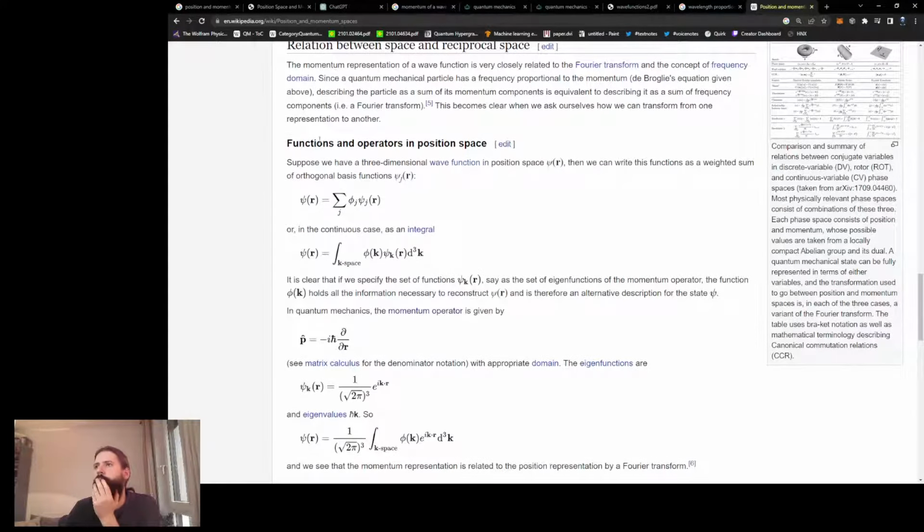This becomes clear when we ask ourselves how we can transform one representation to another. Suppose we have a three-dimensional wave function in position space. I know I've gone through this like 10,000 times, right? We can write these functions as a weighted sum of an orthonormal basis of functions psi j of r. And this is just the basis, right? It's whatever the position space is, or in the continuous case, that's how you get the integral.